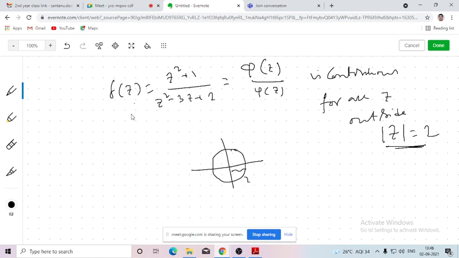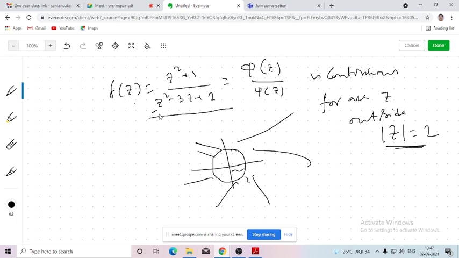So we need to show that this function f(z), the quotient function, will be continuous for all the values of z outside that circle. That means the function may have some discontinuous point inside that circle, but outside that circle it will always be continuous. We need to show that. As per the definition of continuity, we know that the quotient function will be continuous if the numerator is continuous and the denominator is continuous separately, as well as the denominator is not equal to 0 at some given point.